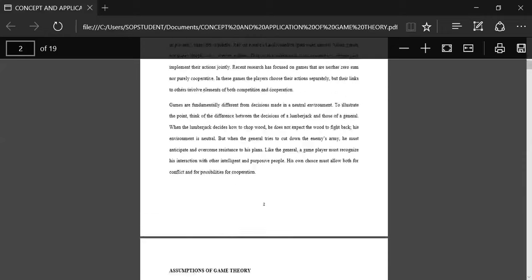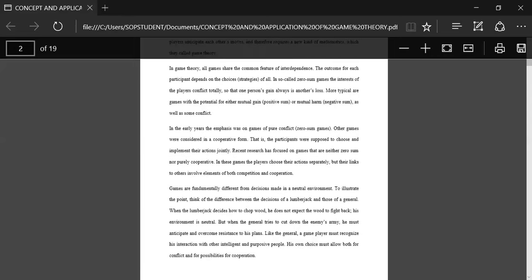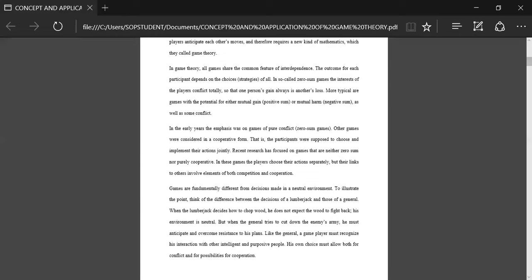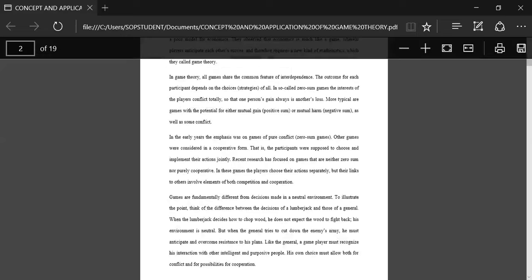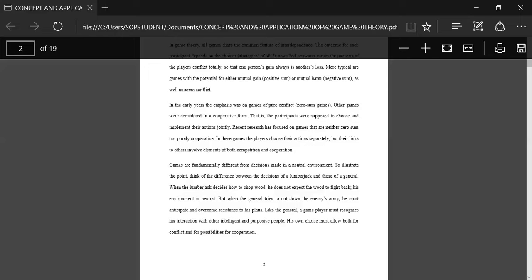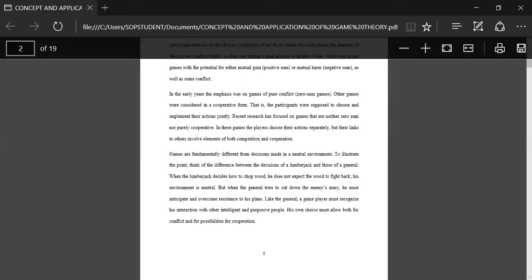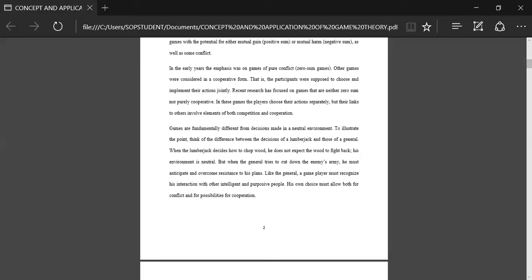There are 4 types of games. The first is the zero-sum games. In this game, one player's gain is another player's loss. For example, chess. We have the non-zero-sum games. This kind of game has potential for mutual gain or mutual harm, as seen in a trade agreement where both parties either gain together or share the loss.